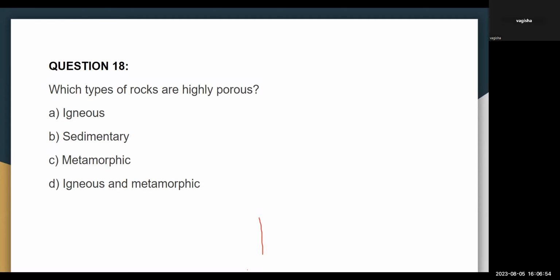Yeah, no problem. So, which types of rocks are highly porous?